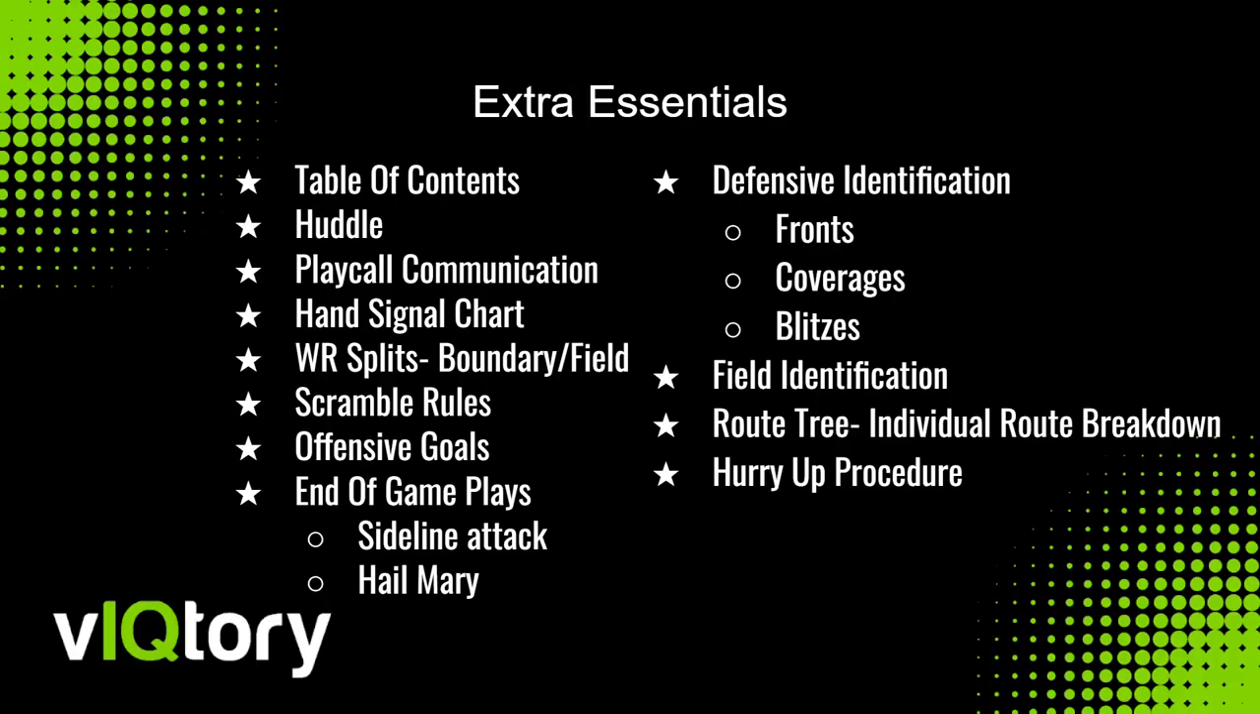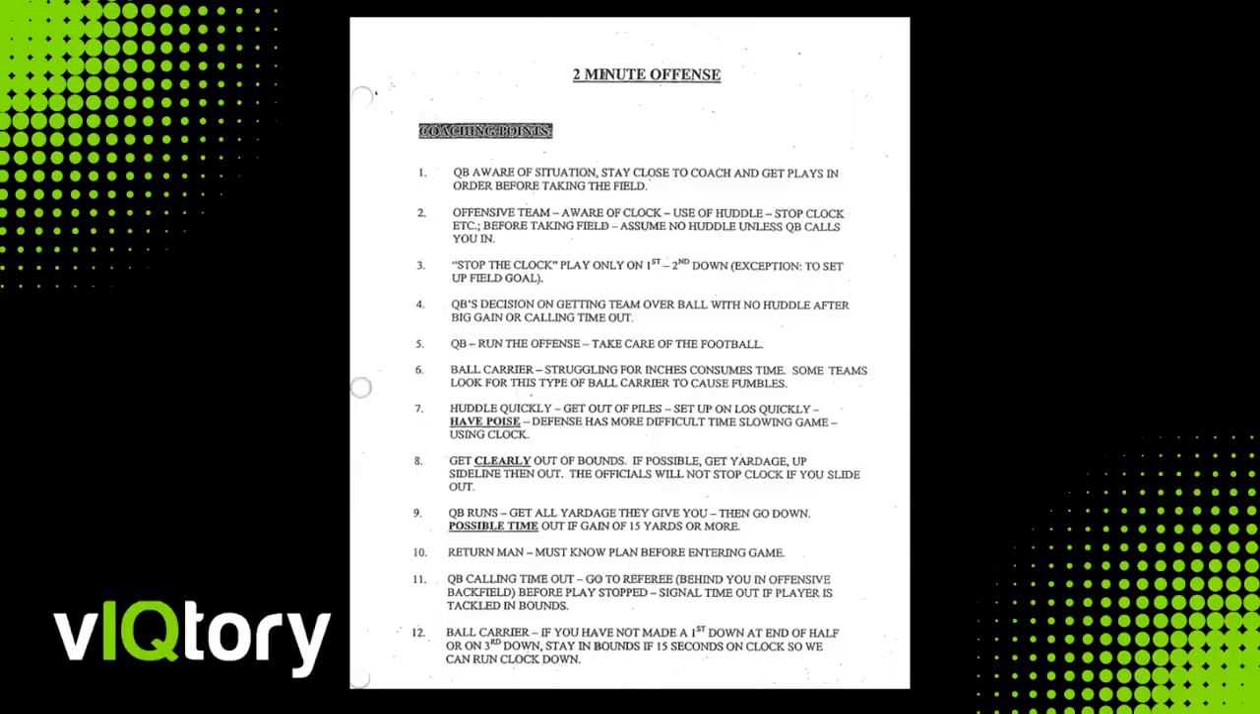Hurry up procedure. What are your 2-minute rules? Get out of bounds, hand the ball to the ref, run to the line of scrimmage. All of that is good to label out to make sure you're clear on your expectations when in a 2-minute situation and to make sure you save as much time as possible.